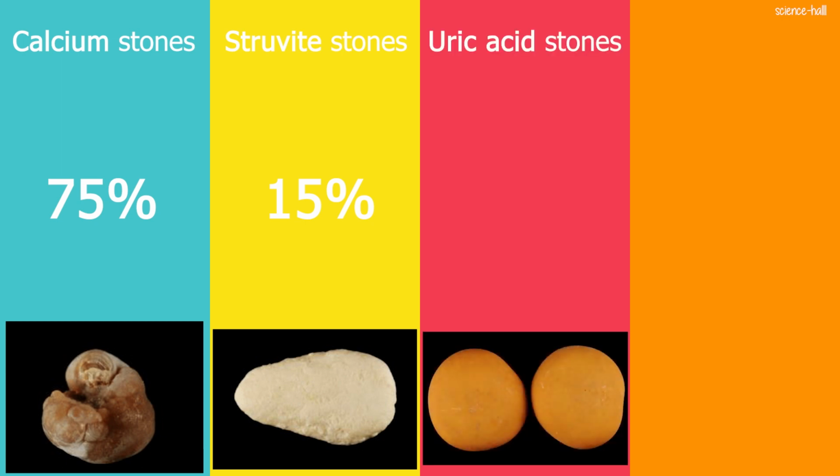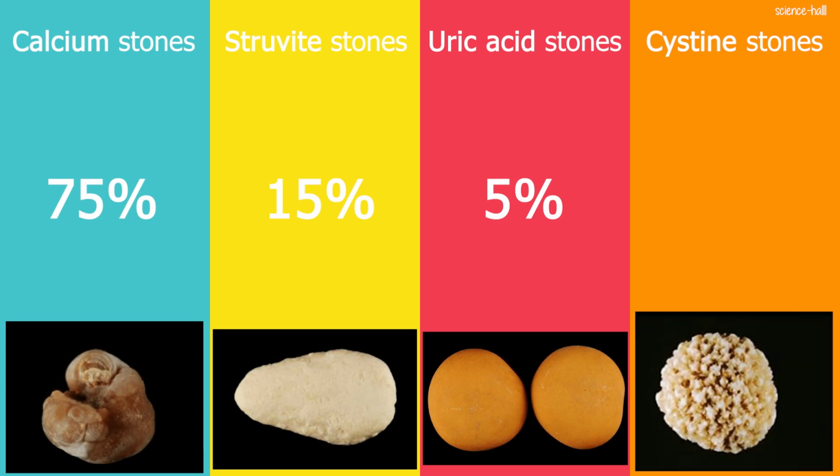Uric acid stones. These represent about 5% of the total lithiasis. They can form in patients with gout, in people who lose too much fluid due to chronic diarrhea or malabsorption, and in patients undergoing chemotherapy, among others. And cystine stones, which affect 1 to 2% of all stone patients. They form in people with an inherited disorder called cystinuria.